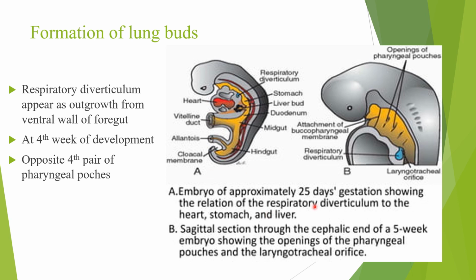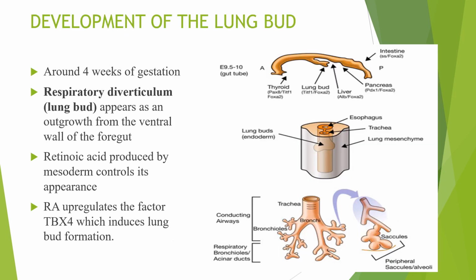So this is the diagram at 25-day gestation showing relationship of respiratory diverticulum to heart, stomach and liver. In this diagram you can see the relationship of the developing lung bud to the heart as well as to the stomach and the area of the developing liver. So what happens next: around the fourth week of gestation, the respiratory diverticulum, that is the lung bud, appears as an outgrowth from the ventral wall of the foregut.